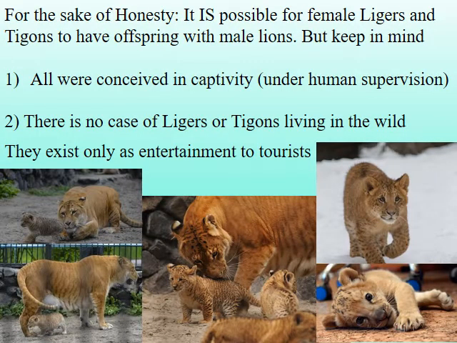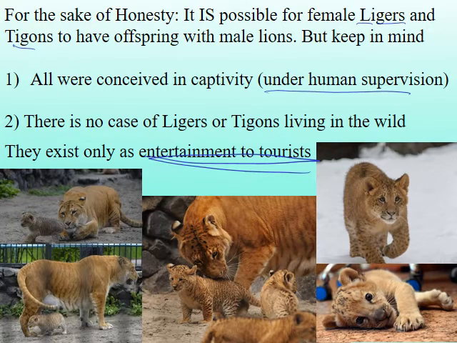Now, for the sake of honesty, just so I can say I did actually mention this, it is possible for a female liger, that's a lion father and tiger mother, to actually have offspring with a tigon. We know because it's happened once. But keep in mind a few things actually. One, it's only happened one time. It was conceived in captivity under human supervision, meaning neither of these two creatures, the liger or the tigons, exist naturally in the wild. They're only for the entertainment of tourists.